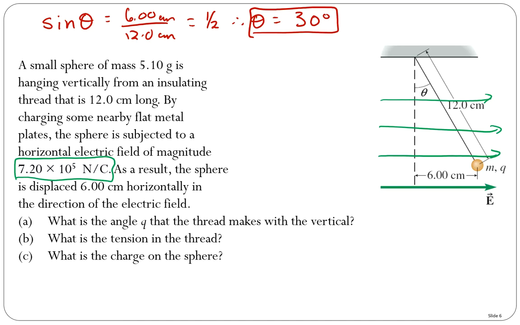Great, it's just trigonometry. What's the tension in the thread? I will use Newton's second law. If I'm going to use Newton's second law, what do I need to do? Draw a free body diagram. So my forces: I have a downward force, the force of gravity equals mg. I have a horizontal force. What is that horizontal force? It's Q times the electric field. And then I have my final force, the force of tension.